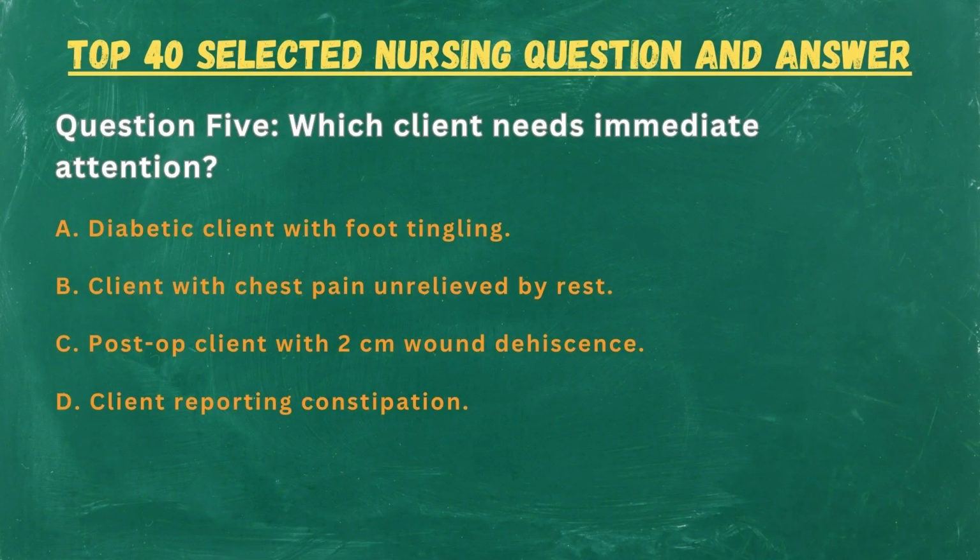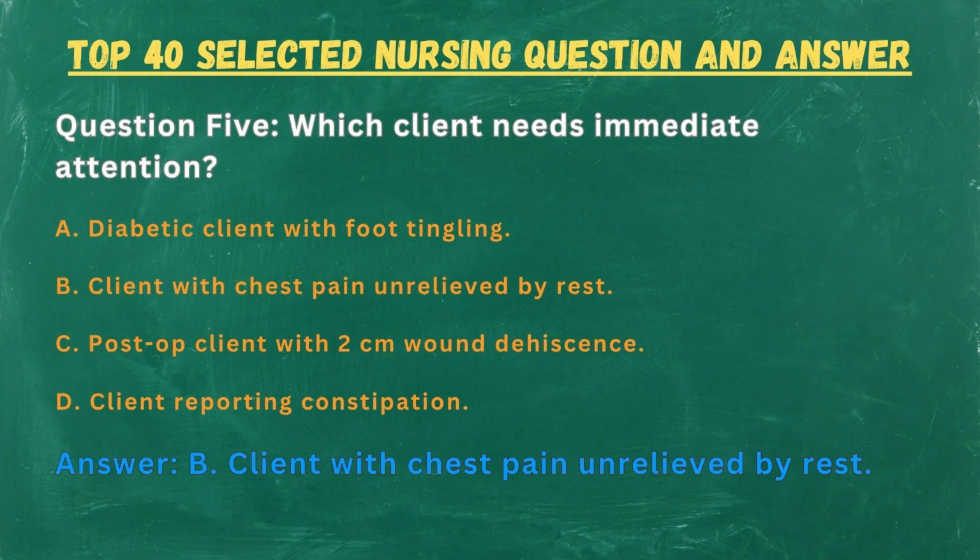Question 5. Which client needs immediate attention? A. Diabetic client with foot tingling. B. Client with chest pain unrelieved by rest. C. Post-op client with 2 cm wound dehiscence. D. Client reporting constipation. Answer. B. Client with chest pain unrelieved by rest.